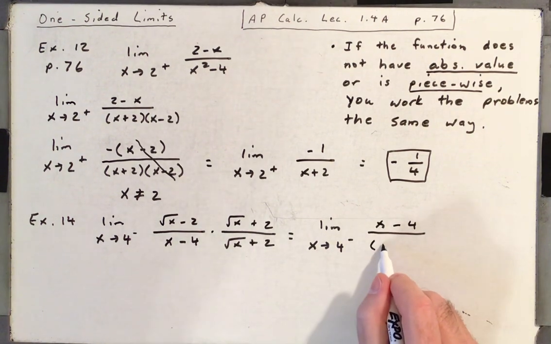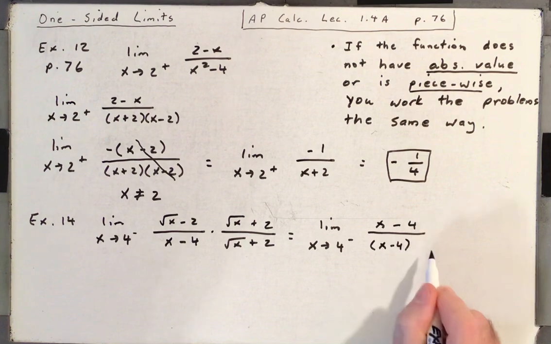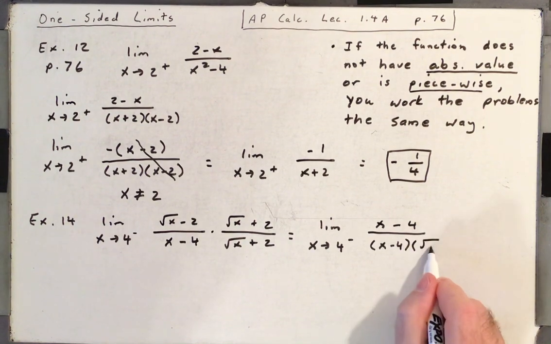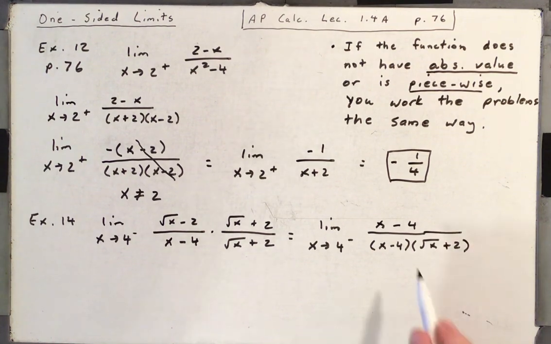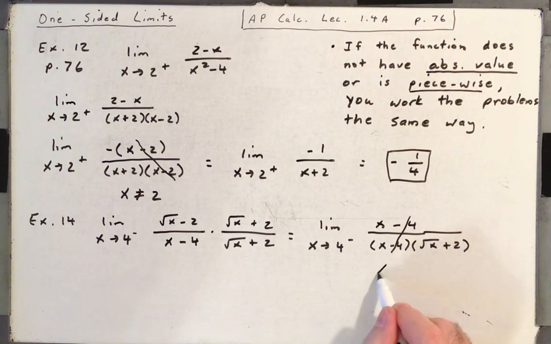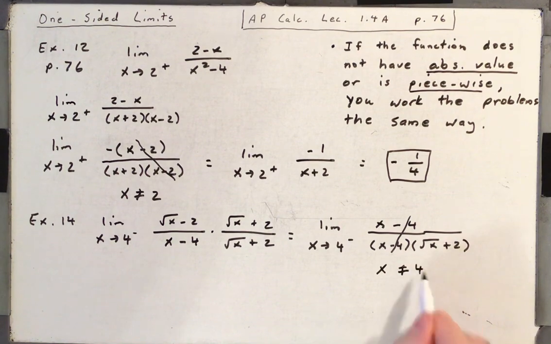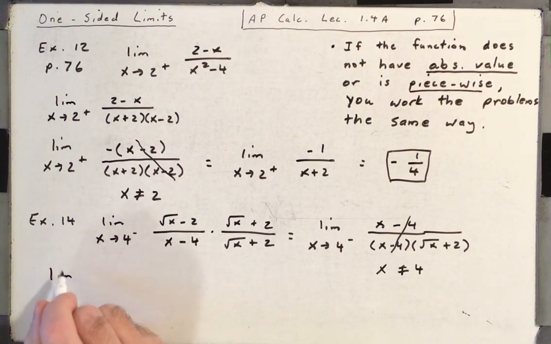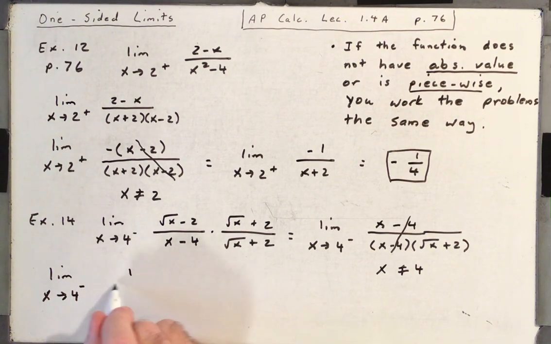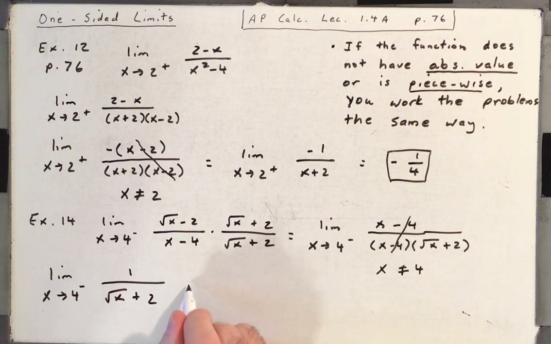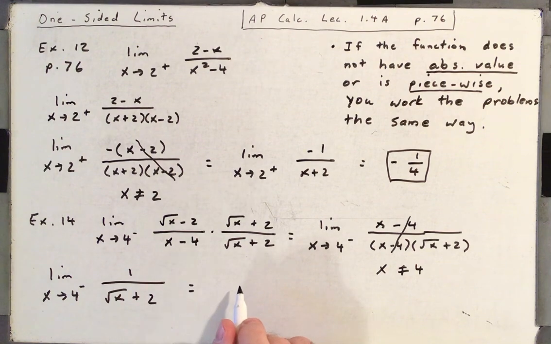And then I'm not going to multiply out the bottom because I want that x minus 4 to cancel. All right, so x minus 4 cancels as long as x does not equal 4. And I have the limit as x approaches 4 from the left of 1 over root x plus 2. Now we can plug in, square root of 4 is 2, so that would be, in this case, positive 1/4.